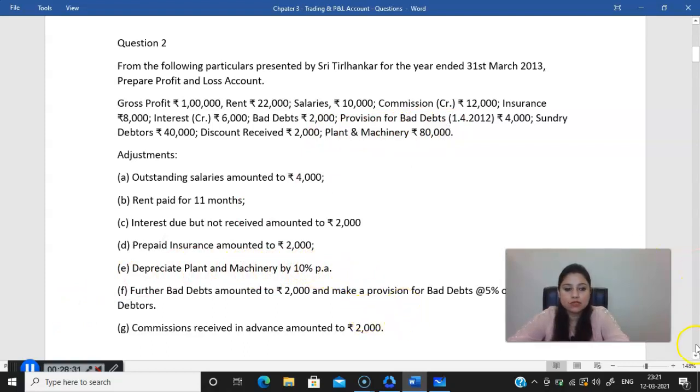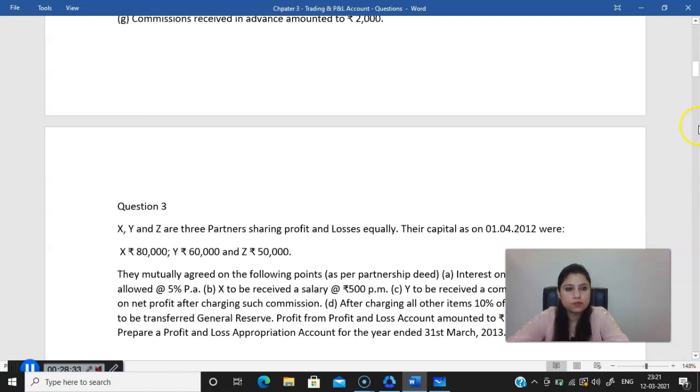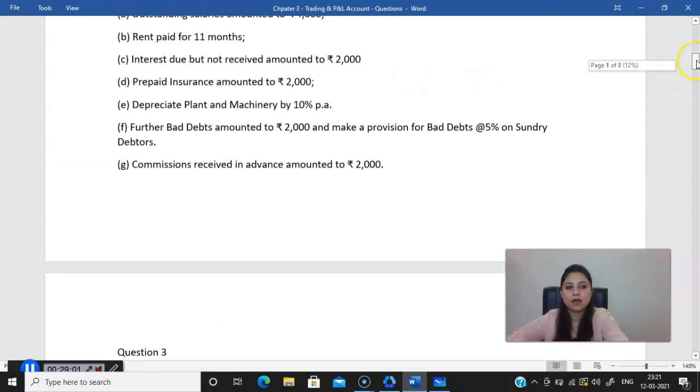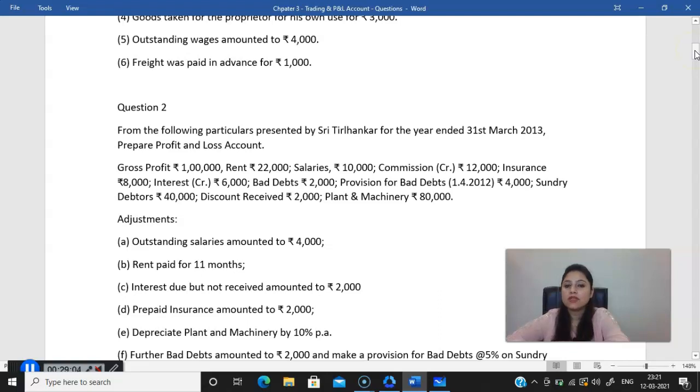Further, bad debts amounted to rupees 2,000, and we have to make a provision for bad debts at 5% on sundry debtors. Accordingly, we will have to see whether we have to create a provision or credit such provision in the P&L account. Then we have commission received in advance that amounted to rupees 2,000. On the basis of this information and the expenses given in the question, we have to draft the P&L account. So let us start solving the P&L account.